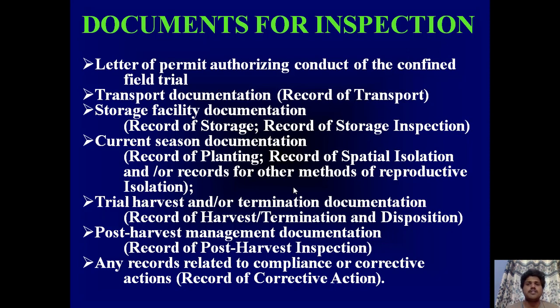The documentation for inspection: a letter of permit authorizing conduct of the confined field trials is the first document. Then the transport documentation, record of the transport, then storage facility documentation, record of the storage, inspections, current season document, record of planting, spatial isolation, what you have followed, or the records for other methods of reproductive isolation, trial, harvest or termination documentation, then post-harvest management documentation, or any records related to compliance or corrective actions. So all these things have to be followed.